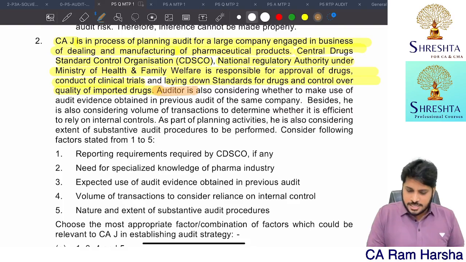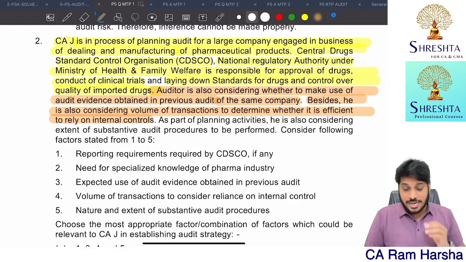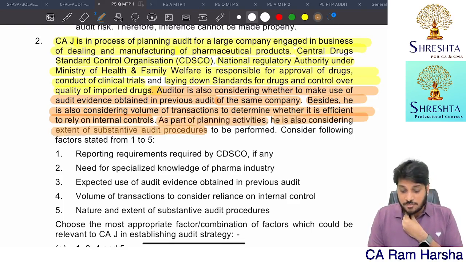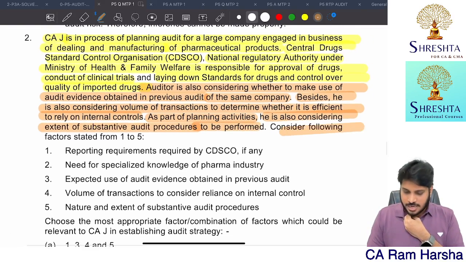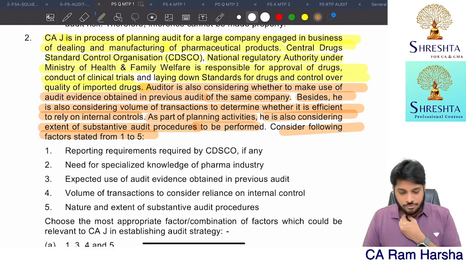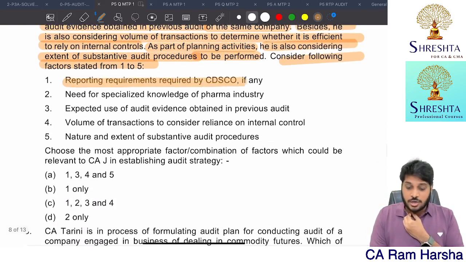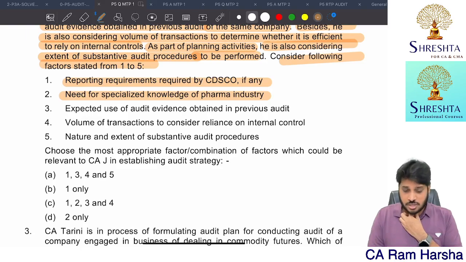The auditor is considering whether to make use of audit evidence obtained in the previous audit of the same company. Besides, he is also considering the volume of the transactions to determine whether it is sufficient to rely upon internal controls. As a part of planning activity, he is also considering the extent of substantive procedures to be performed, considering the following factors stated from 1 to 5. Reporting requirements required by CDSCO, if any. Need for specialized knowledge of the pharma industry. Expected use of audit evidence obtained in the previous audit. Volume of transactions to consider reliance on internal control. Nature and extent of substantive procedure.